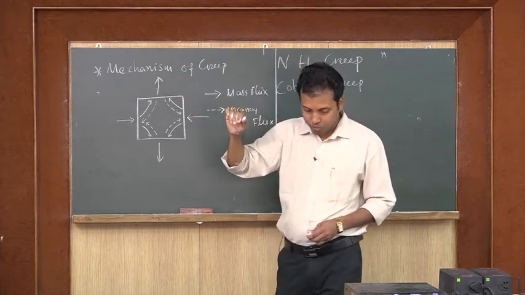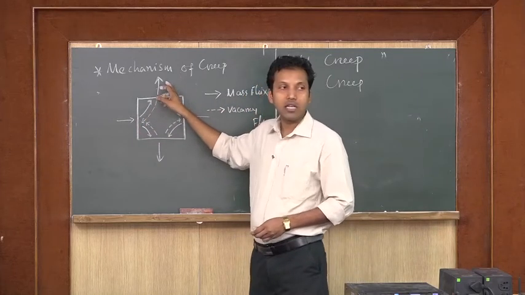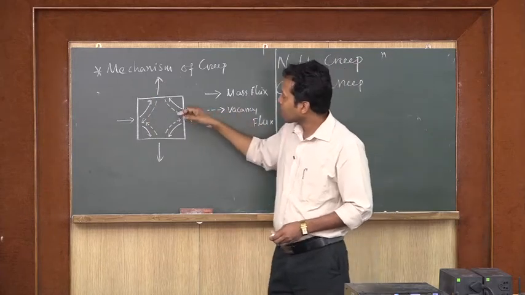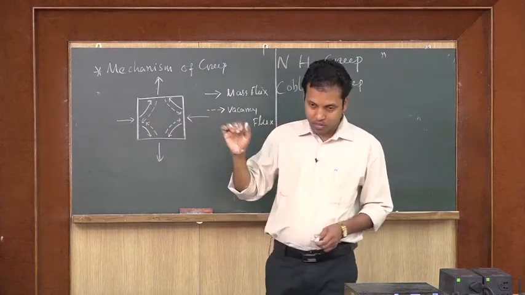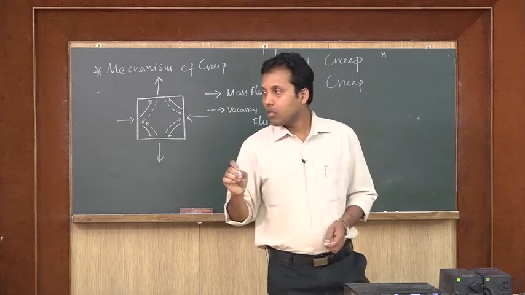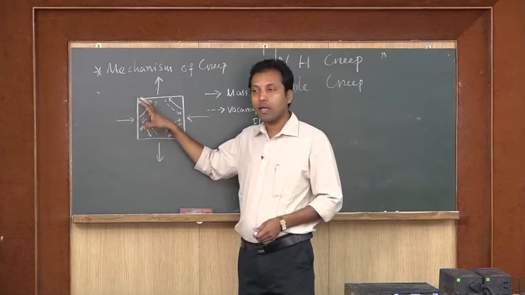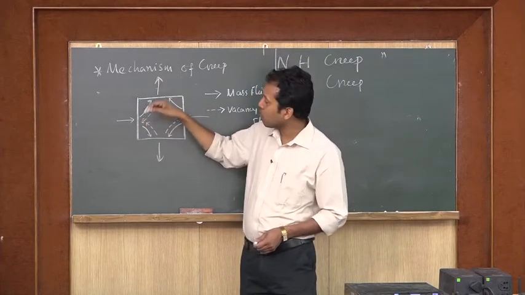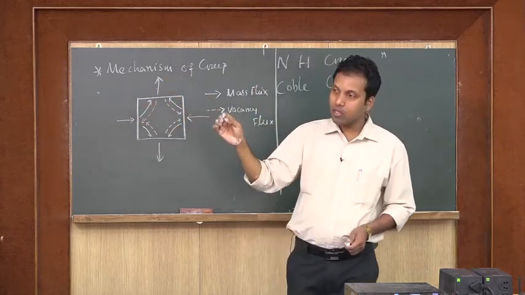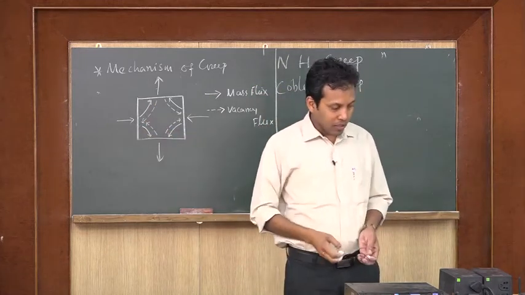So, the mass flow will take place from the compressive region towards the tensile region of the material. I can say that as mass flux, and as mass is moving in one direction, that means some vacancy creation will be there. From this compressive region some mass flow is there, that means some vacancy will be created, or in other words, some vacancy movement is there in the material. Okay. So, what will happen in the structure?